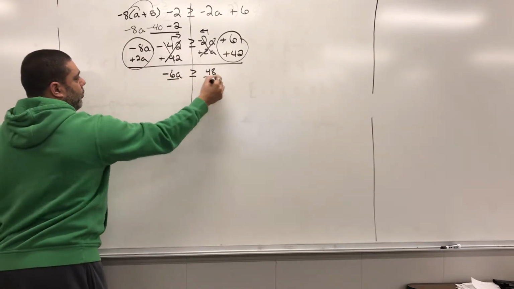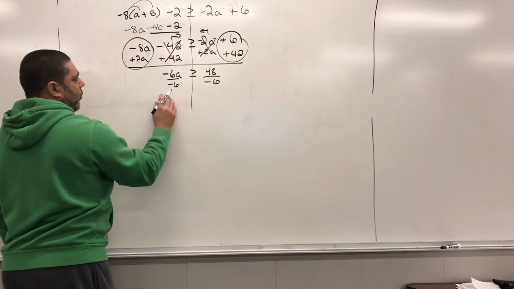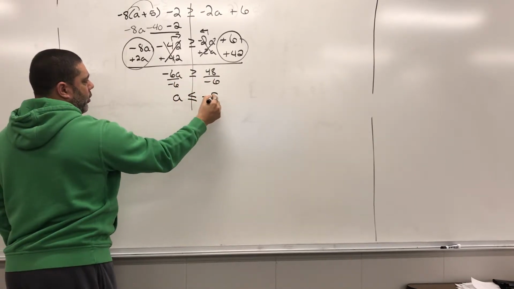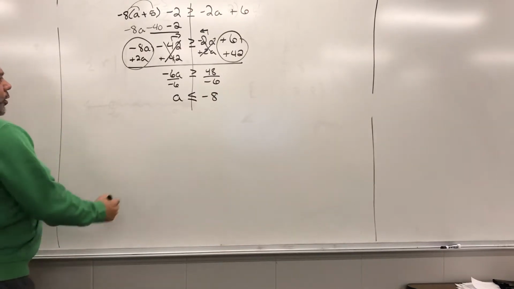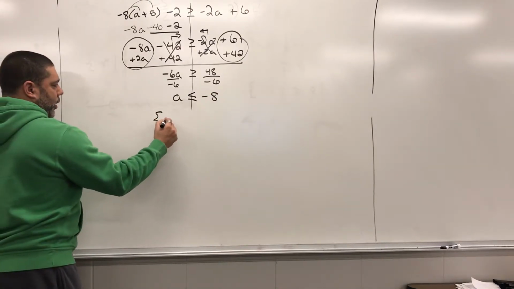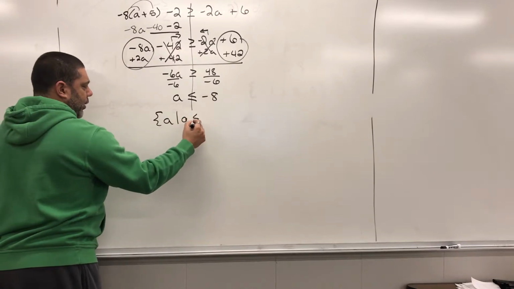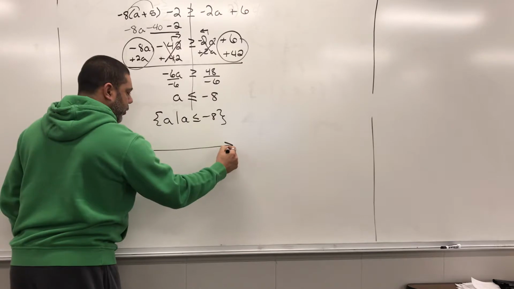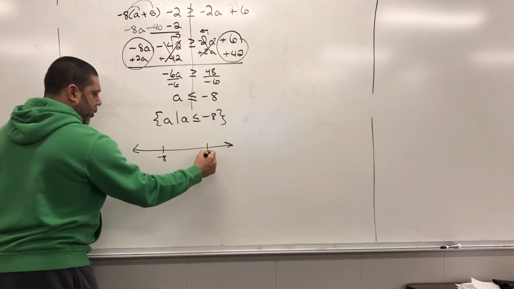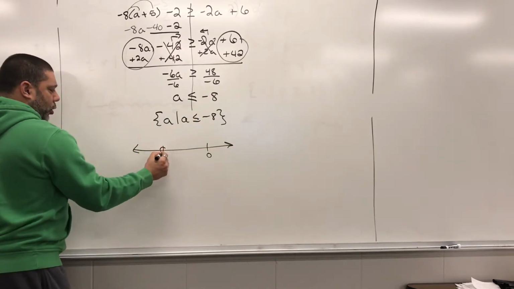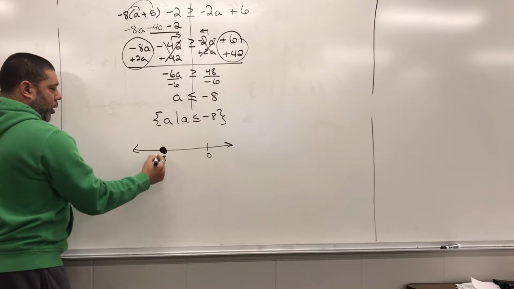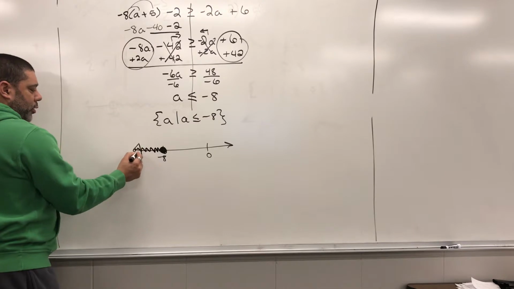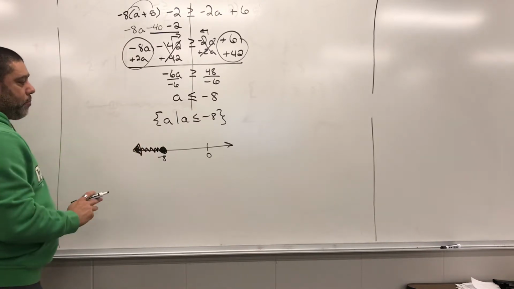Finish him. Divide both sides by negative 6. I'm dividing by a negative value, so I have to flip my inequality sign. Okay? In set notation, A such that A is less than or equal to negative 8. And on my graph here, there's negative 8, there's 0. I would have a closed dot because it's or equal to, and this is a less than, so I would be shading to the left. Okay?